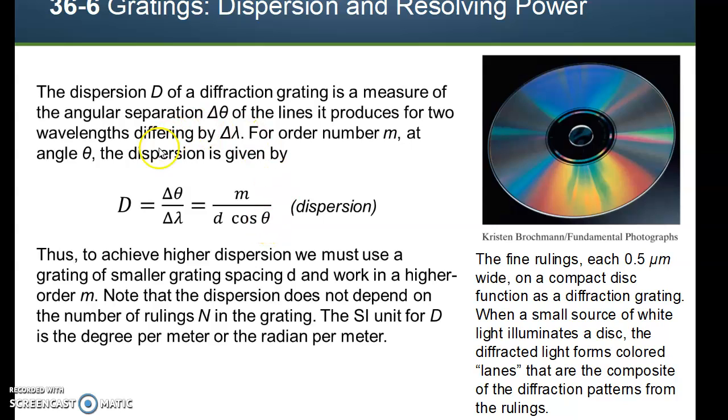Okay, so in this chapter, you're seeing several different equations that look similar, and so you're going to have to be very, very certain in identifying what each of the letters stands for in that equation. Thus, to achieve a higher dispersion, we must use a grating with a smaller grating distance d and work in a higher order m. Note that the dispersion does not depend upon the number of rulings in the grating. The SI unit for D is the degree per meter or the radian per meter, okay?